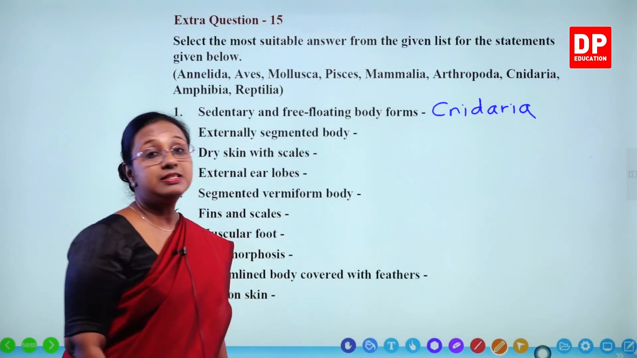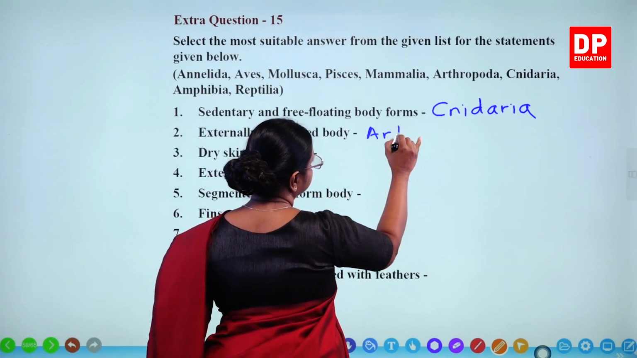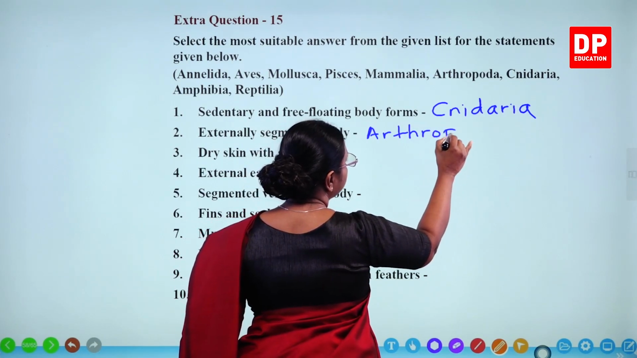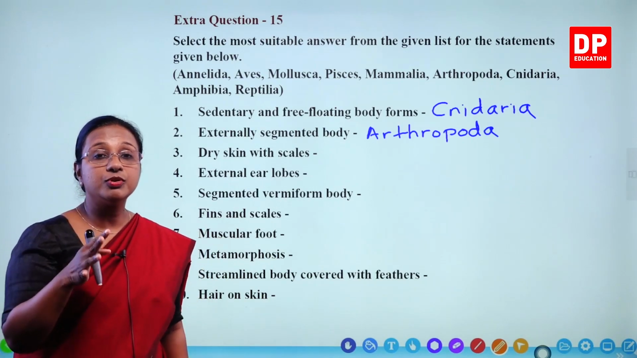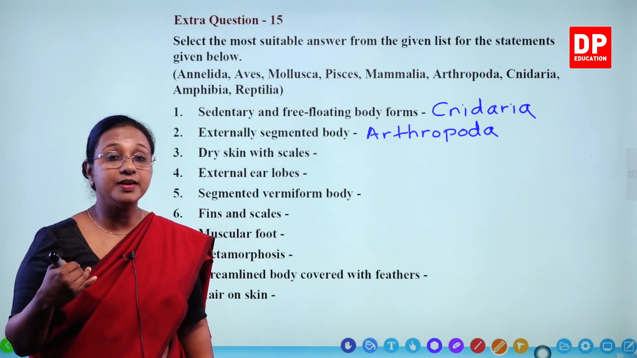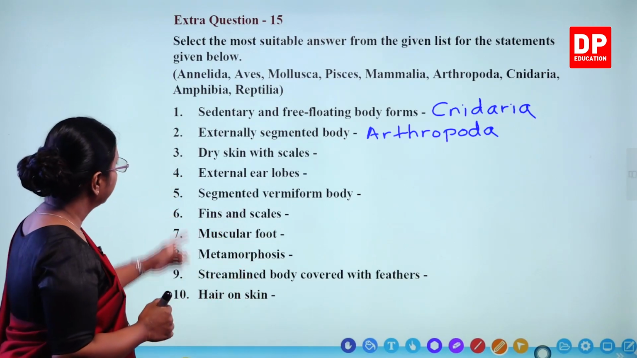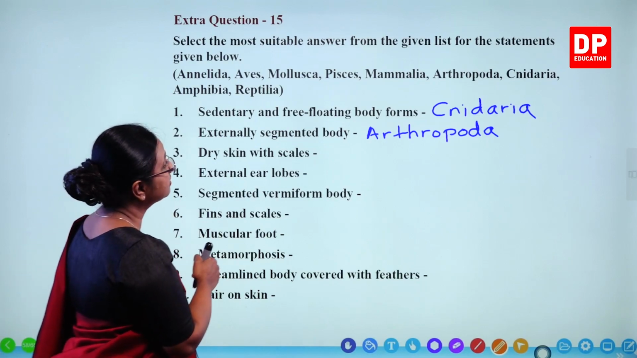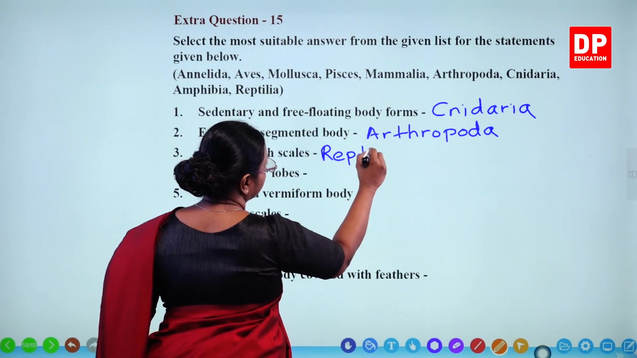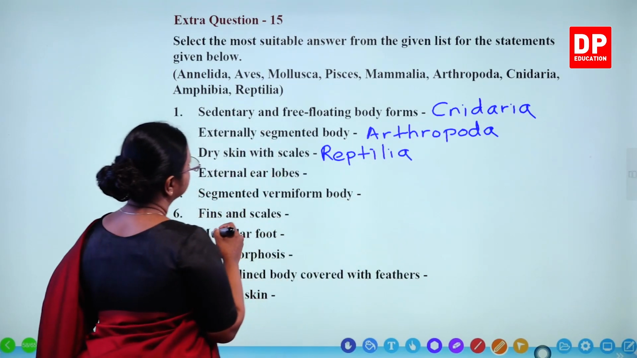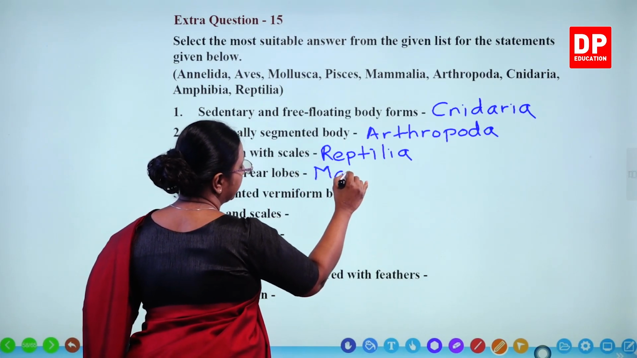Then externally segmented body. You all should know it is Arthropoda. Now here of course students, there is nothing to think and write. You have to know the special characteristics of all the groups. So immediately you should know what group that is. Dry skin with scales, we have discussed it many times. Reptilia. Then external earlobes, you know it has to be Mammalia.